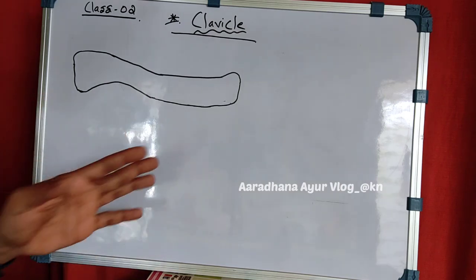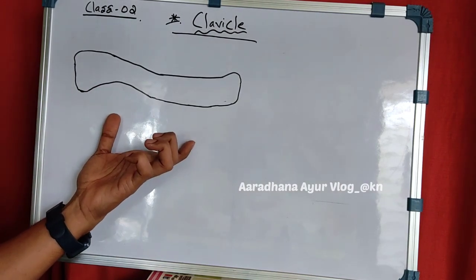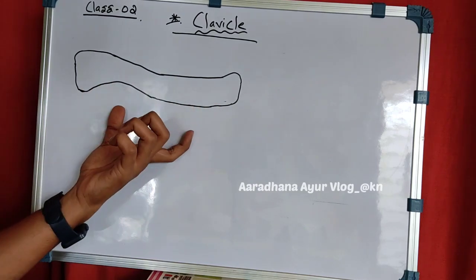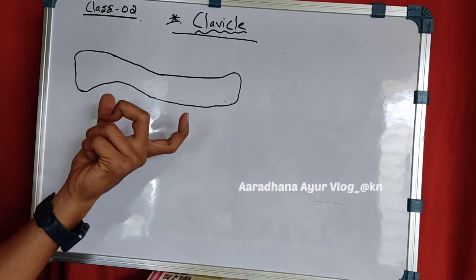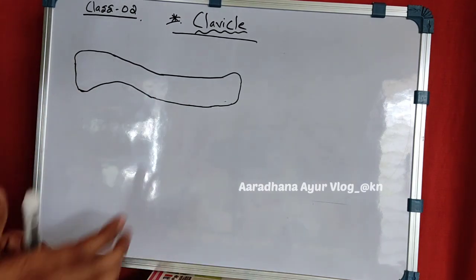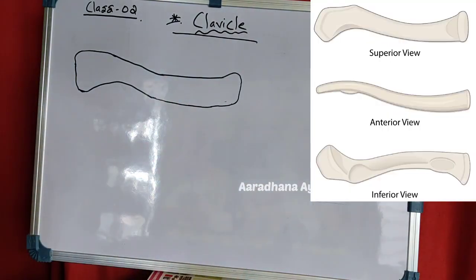So this is a clavicle bone. Just consider this as a clavicle bone. It is not the exact picture of the clavicle bone, but just consider it as one. It is also called the collar bone. I will give the photos also if possible, so you can correlate with that.